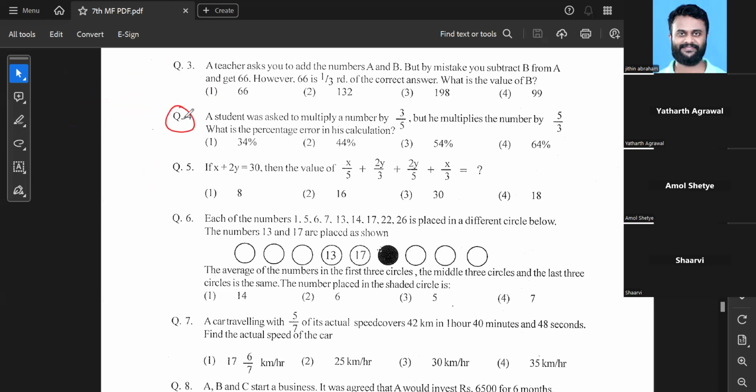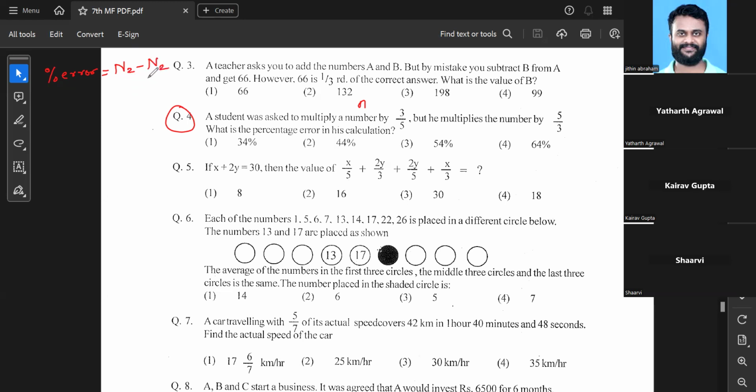Proceeding further, question number 4. A student was asked to multiply a number, let me call that number n, by 3 by 5, but he multiplies by 5 by 3. What is the percentage error in this calculation? Generally, for percentage error, the formula is based on whatever the change is. Can you use the number as 100 to find the percentage because it's easier? It doesn't matter whatever number you use; you can use any number you feel.